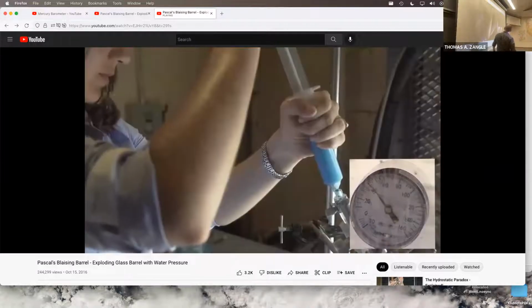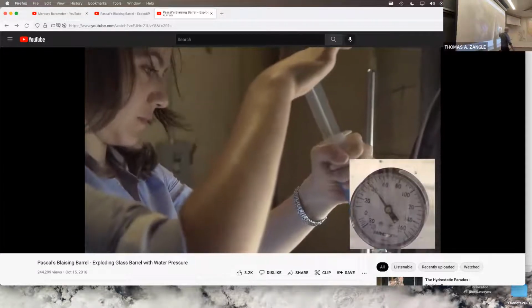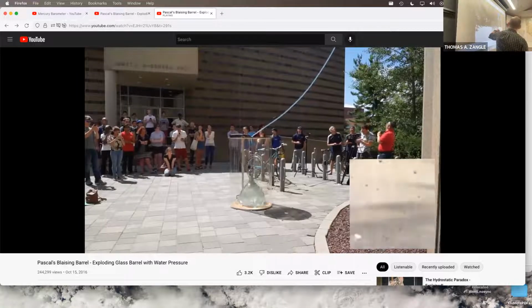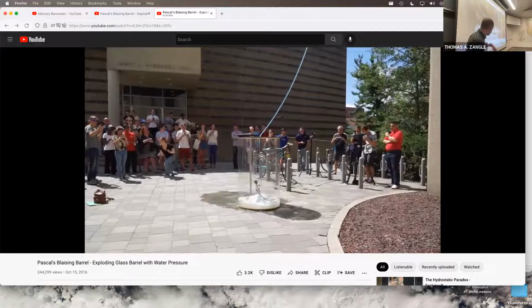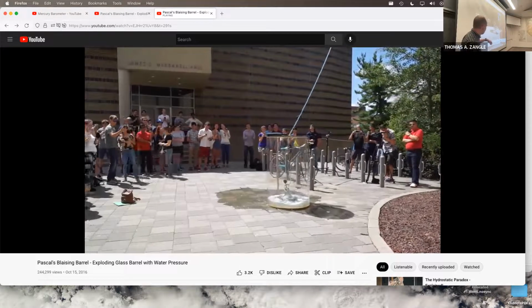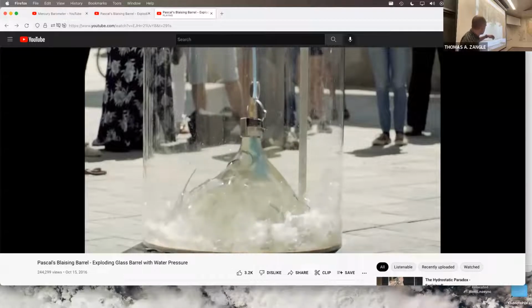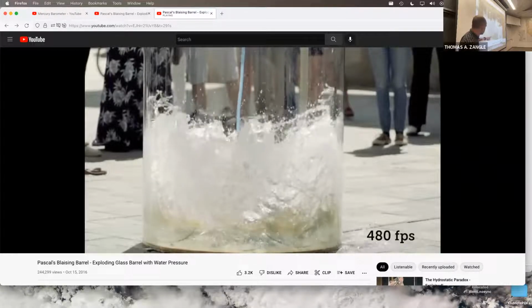We can see the pressure is rising slowly, slowly, slowly, and this tube is filling, filling, filling. So boom. It's going to be a slow-mo shot to watch, and then we'll move on. I think I need a slower shot.